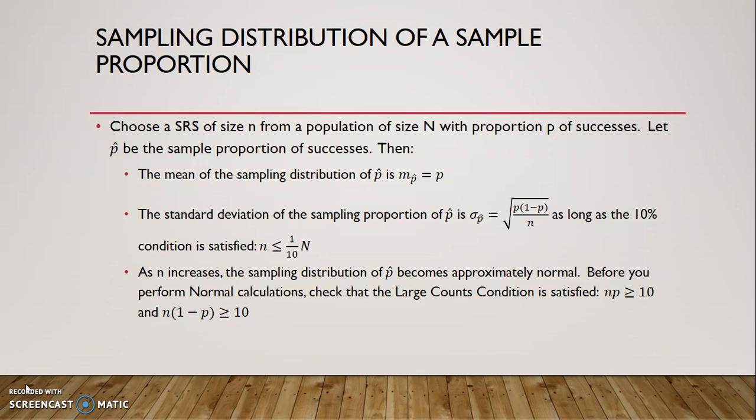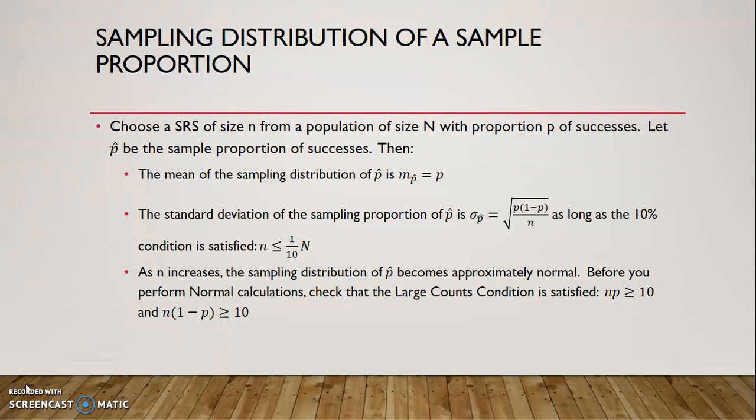You choose a simple random sample of some certain size, call it size n, from a population of size capital N, with a proportion of p successes. Let p hat be the sample proportion of successes. Then this means that the mean of the sampling distribution, and remember what a sampling distribution is. A sampling distribution is where you take every possible sample size of whatever size it is, size n, and you have all the possible samples that you can have.